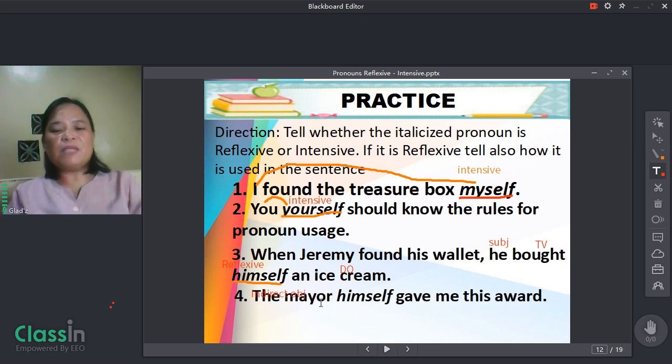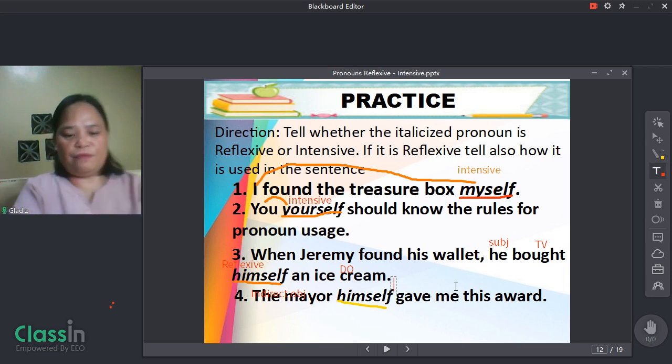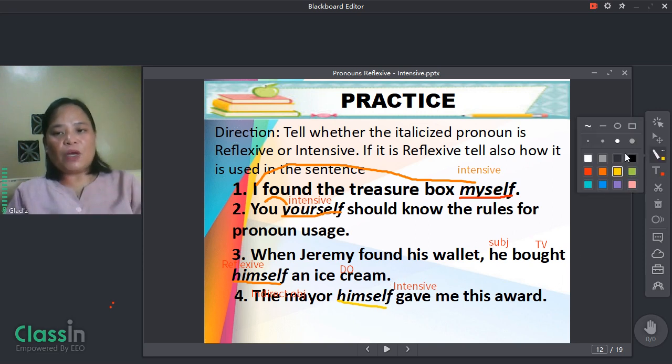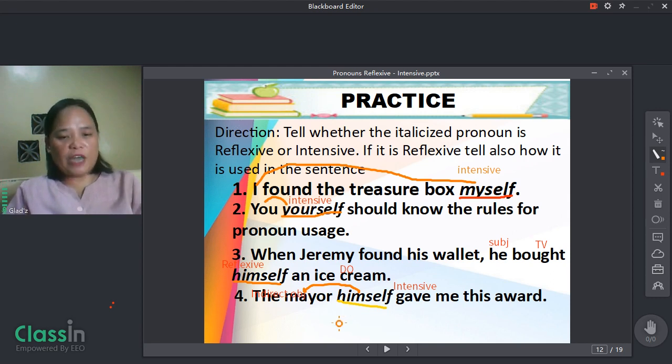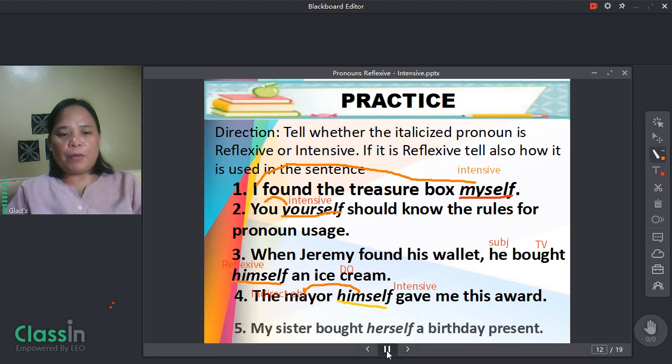The mayor himself gave me this award. The italicized word there is himself, which is an intensive pronoun. Because if you analyze it, the pronoun himself just emphasizes the mayor, who gave the award. How about number 5?